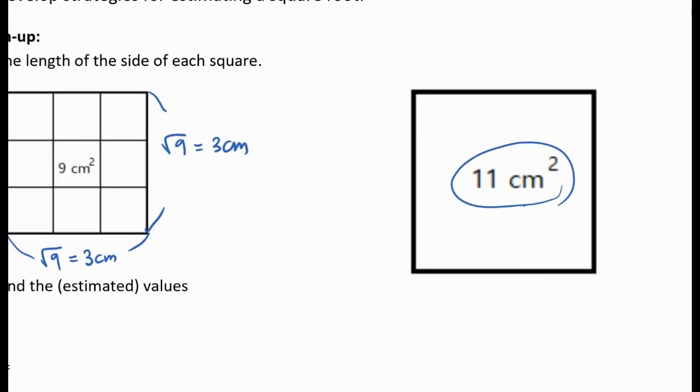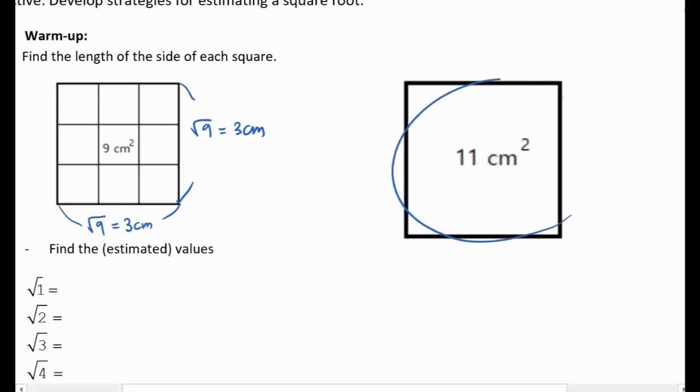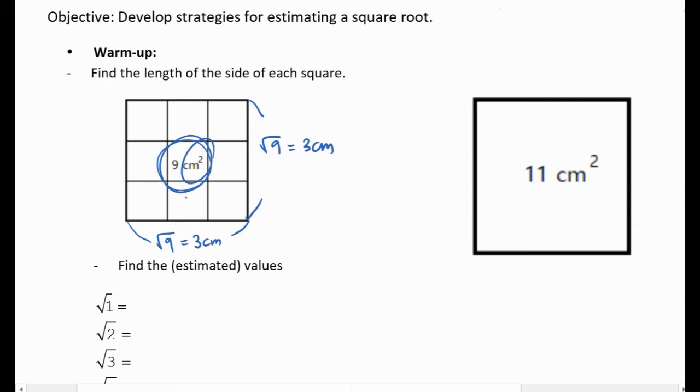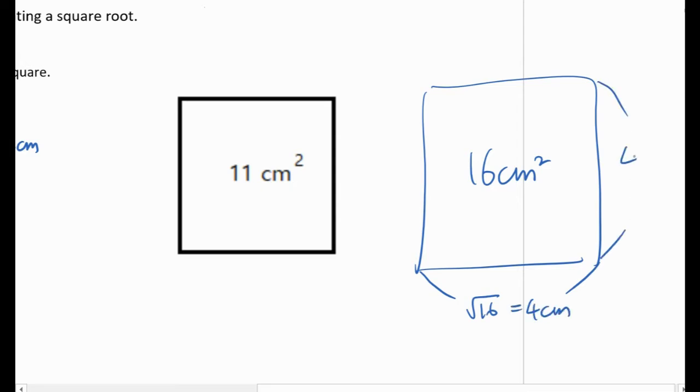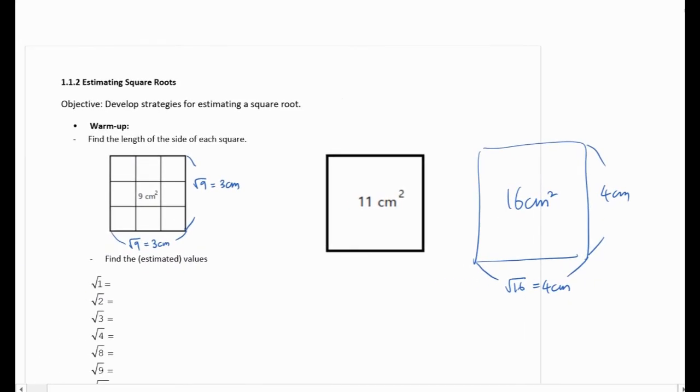And this is a little bit bigger: 11 square centimeters. So everyone, we know a square with 9 square centimeters has a 3 centimeter side length. And we know a square with the area of 16 square centimeters has, what's the side length? The square root of 16, so 4 centimeters. So 9 square centimeters has a 3 centimeter side length, and 16 square centimeters has a 4 centimeter side length.